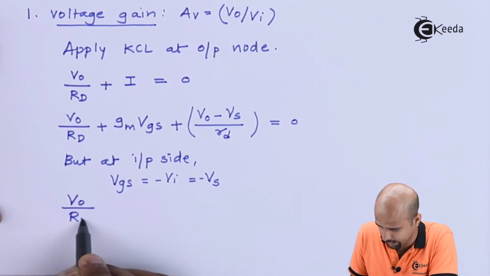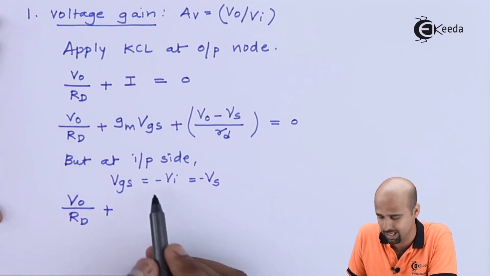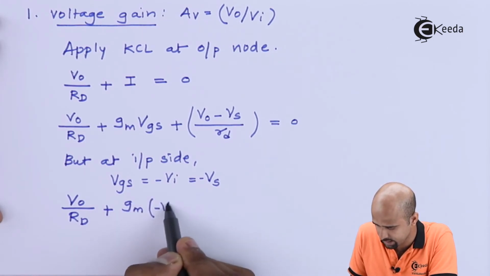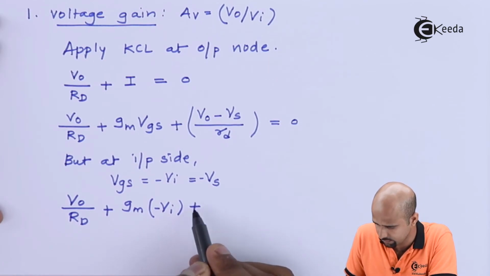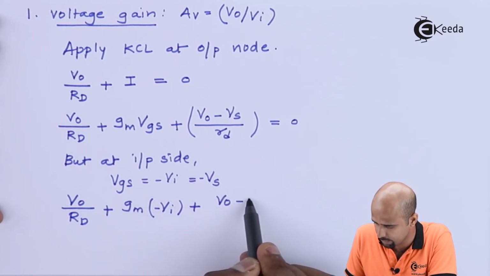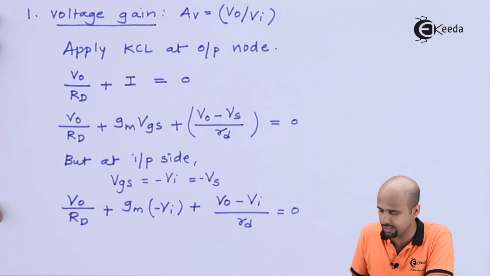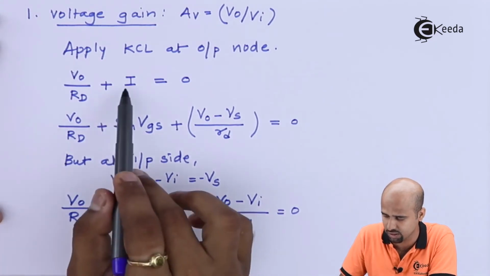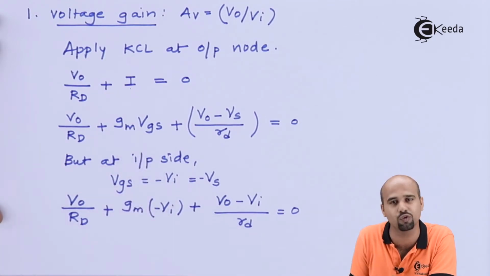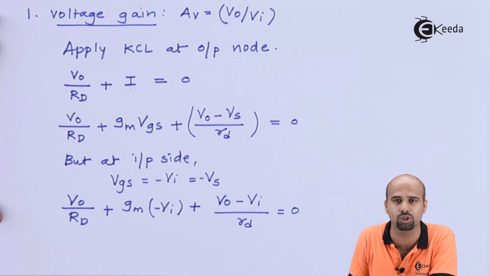We'll keep VO upon RD as it is. We'll write this VGS in the form of minus Vi. Here I will write VO as it is, minus Vs will become minus Vi, divided by RD. Look at this formula very carefully. I neglected this particular I and converted VGS in the form of input voltage, such that in this formula all things are constant except two variable parameters: one is VO and another is VI, whose ratio is nothing but your voltage gain.